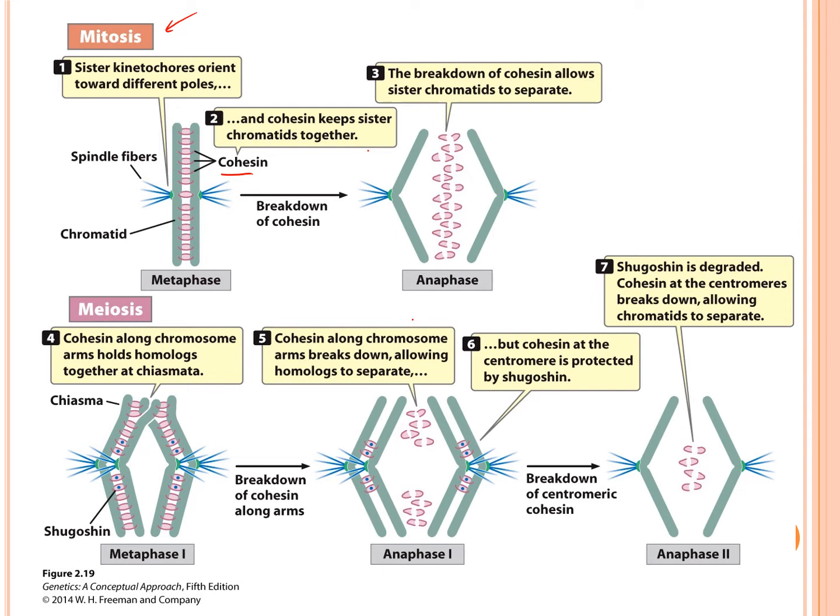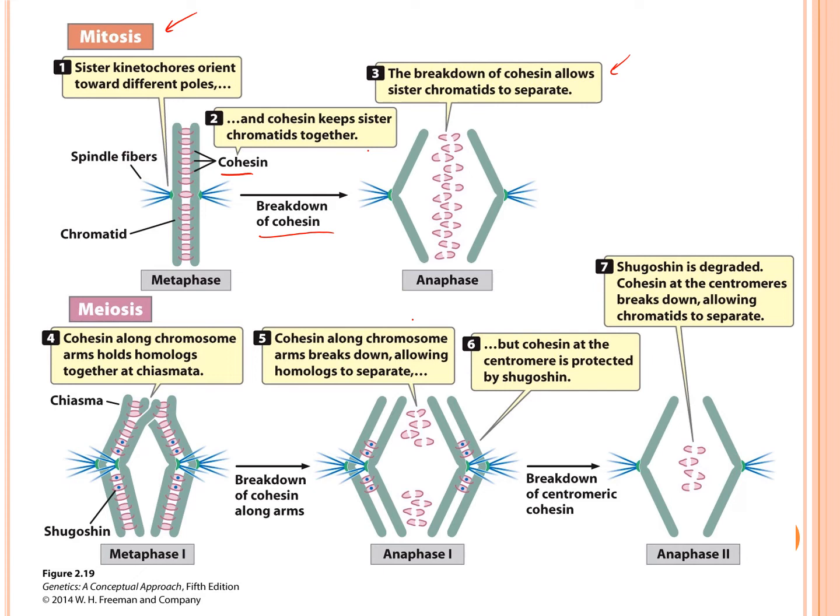Therefore, to separate them, we must degrade this cohesin so that when the kinetochore pulls on the chromatid by walking down the mitotic spindle, it's able to separate the chromatids successfully. So this breakdown of cohesin allows the chromatids to separate. That's very simple. Cohesin holds them together. When you want to separate them, you remove the cohesin, therefore you're able to separate them.